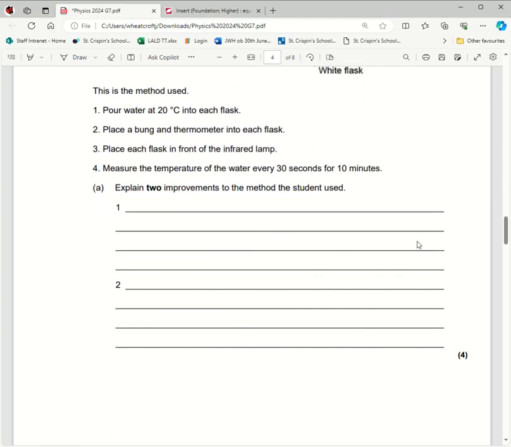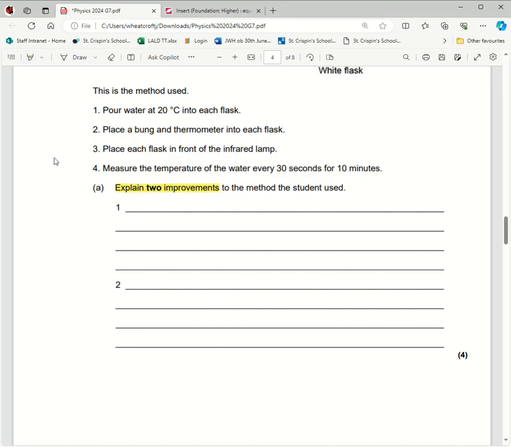We've then got a simple method that the students used. They've poured water at 20 degrees into each flask. They've placed a bung and a thermometer into each flask. They've placed each flask in front of the infrared lamp, and they've measured the temperature every 30 seconds for 10 minutes. Now what we're being asked to do is explain 2 improvements.